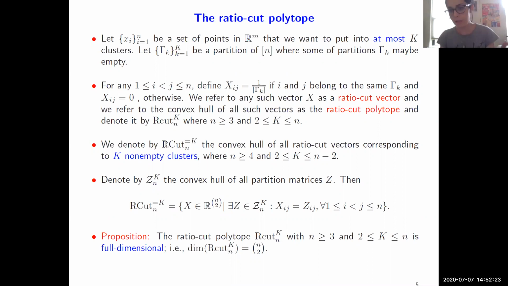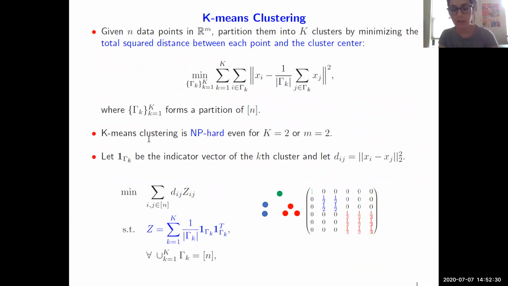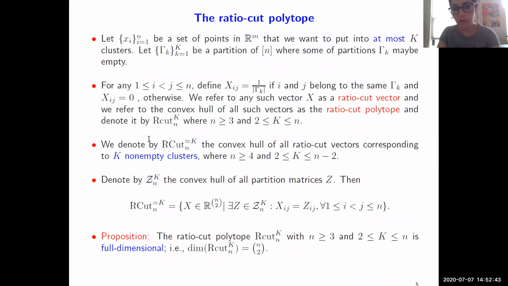Okay, so why do I care about these polytopes? Well, if you go back to the formulation of the K-means clustering I gave here, and you construct the convex hull of all of these partition matrices, and then project out the diagonal entries, the Z_ii's, essentially you get R_cut equal k. In other words, if I can characterize this R_cut equal k, I can do some lifting and get a relaxation for my original problem.